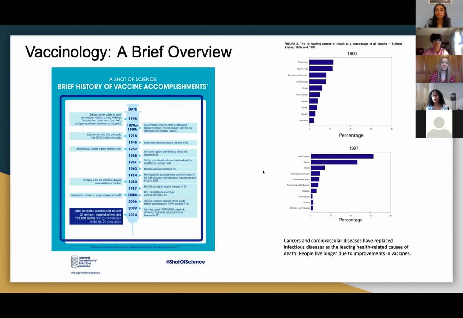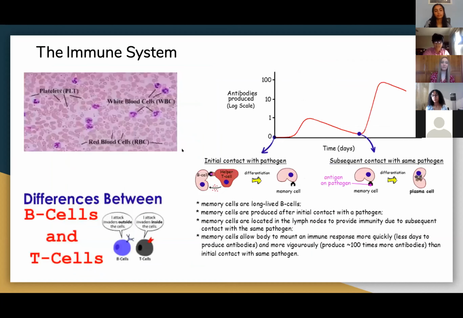On the right graphic, we can see that within a span of 100 years, basically, cardiovascular diseases and cancers have surpassed common infectious diseases as the leading cause of medically related deaths. And so computer vaccinology, computational vaccinology, or vaccine informatics is a new and interdisciplinary branch that combines computer science, mathematics, statistics, and immunology in order to answer questions in vaccinology with computer-driven algorithms.